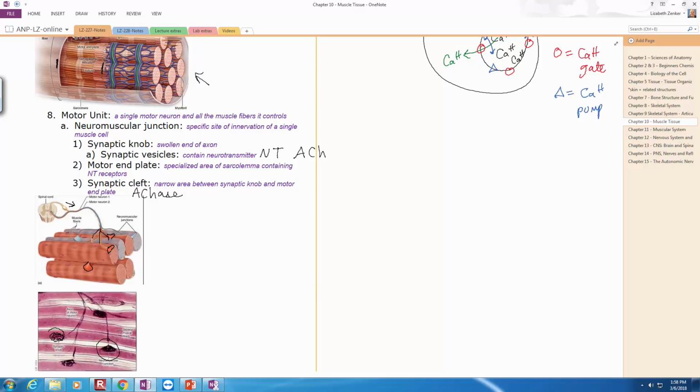But at some point we say, okay, stop contracting, I want to relax. And so then you stop producing neurotransmitter, and acetylcholinesterase will have time to catch up and break down the leftover ACH or acetylcholine. And then eventually there's no more acetylcholine in there, and you're no longer stimulating your muscle cell, so then you can relax. Does that make sense? Okay.